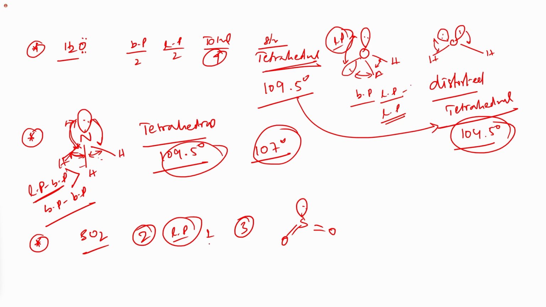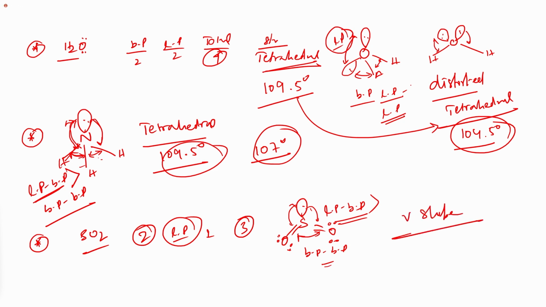So theoretically the shape should have been trigonal planar, but actually it is found to be a bent or V-shaped structure. The reason is that lone pair-bonded pair repulsion is much more as compared to the bonded-bonded repulsion. There is a lone pair here, so whatever repulsion is present, this repulsion is greater than that. There is a lone pair-bond pair repulsion and a bond pair repulsion, and we know that lone pair-bond pair repulsion is greater than bond pair repulsion. That's why this structure is V-shaped. It should be trigonal planar, but it is a V-shaped or bent structure.